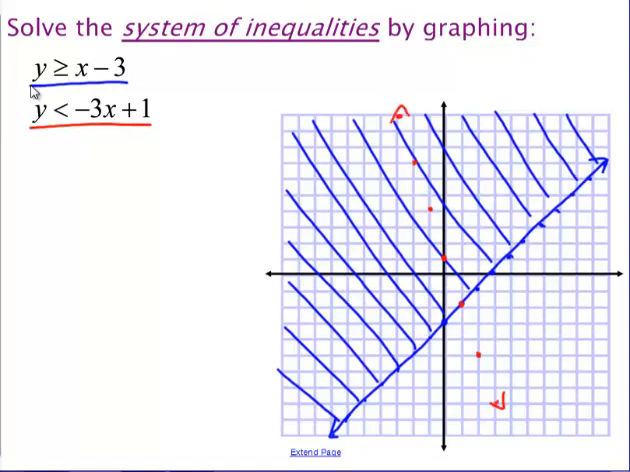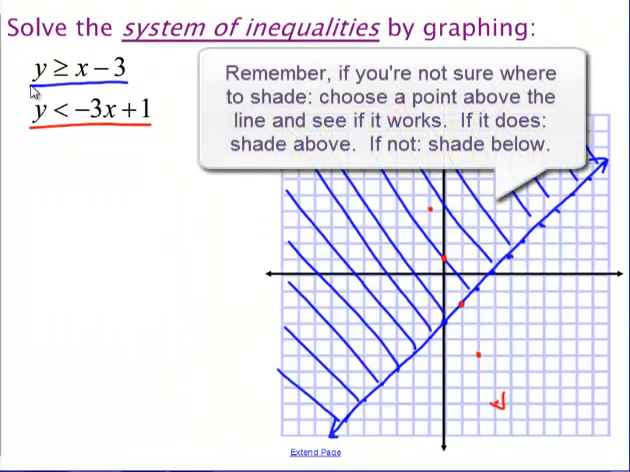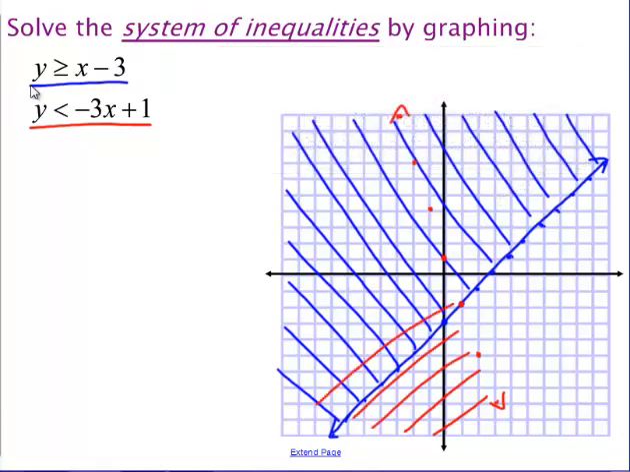And now I'm looking for values where y is less than that line. Now this is kind of a tricky example, but if you look, I want below that line. To get below, I'm going to have to shade down underneath the line here. So as I shade, I'm showing all the solutions for that inequality.